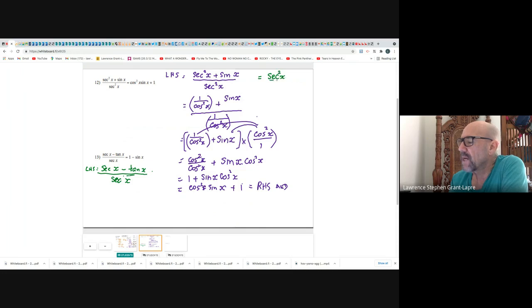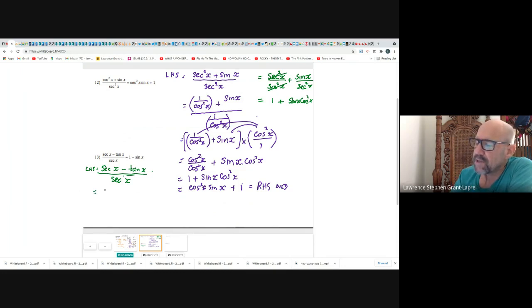I could have put sec x over sec x and sine x. I could have done it that way if I wanted to. And then that would have equaled 1 plus, and sec x is cos squared x, and that would have been a lot faster. So let's split this up into sec x over the denominator of sec x, into 2 fractions here. The denominator of each one will be sec x.